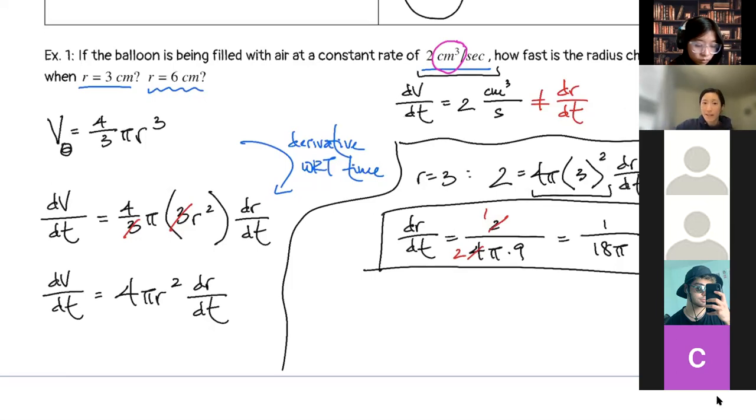Now let's try the same thing at r equals 6. What do I put into this equation for r equals 6?